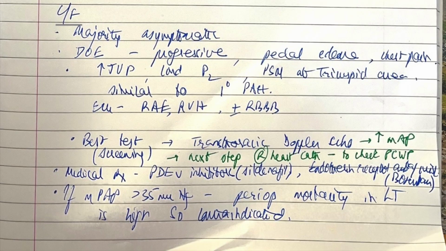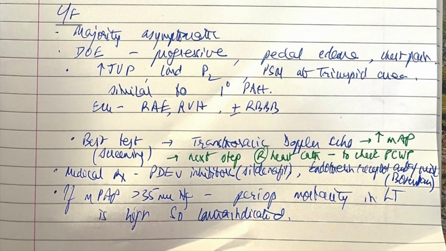The best screening test would be a transthoracic Doppler echo, and this would show an increased mean arterial pressure. What would be the next step? A right heart catheterization. We check the pulmonary capillary wedge pressure. It should be less than 15 millimeters of mercury.